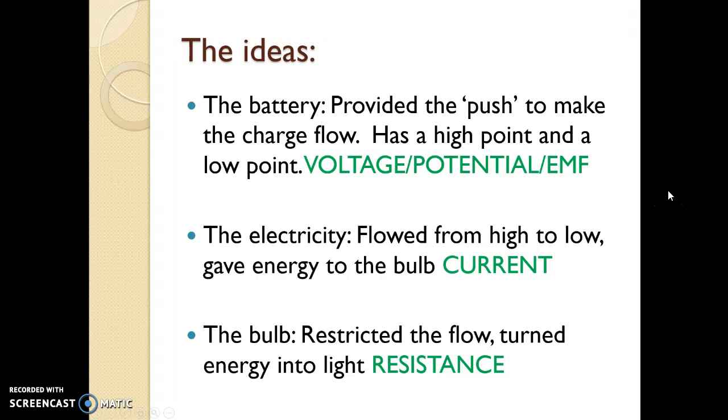So our story has the positive end to the negative end. We're going to say it's from high voltage to low voltage, or it's from high potential to low potential, or it's from high EMF to low EMF. Electricity actually flowed from one potential to another. We're going to call that the current. Just like water, the current flows from high to low.